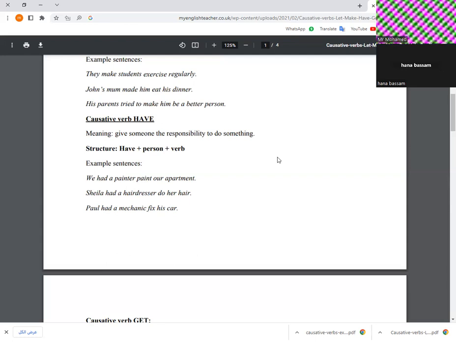When I say I have my son clean the room every day, it means here I ask him to do this. Okay, so when I say I have my son clean the room every day, so it means I ask him to do this every day. It's his responsibility to do this.